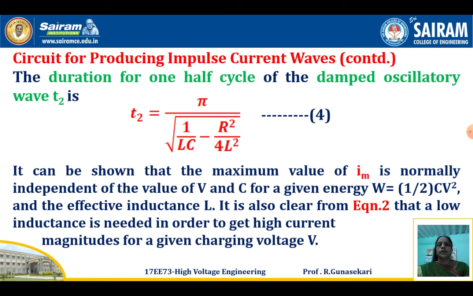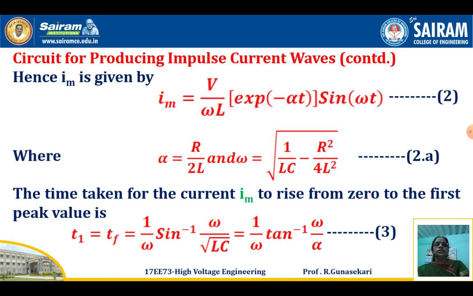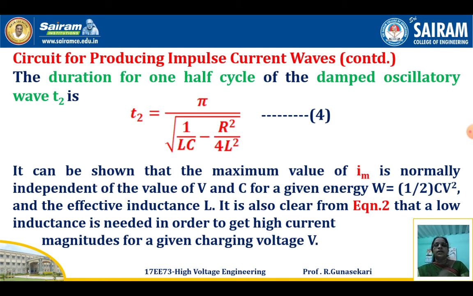So for the effective inductance L, from equation 2, a low inductance is needed in order to get high current magnitudes for a given charging voltage V. What is equation number 2? This is equation number 2: Im is equal to V divided by omega L into exponential minus alpha t into sine omega t. By using this equation, a low inductance L is needed to get higher current magnitudes for a given charging voltage V.